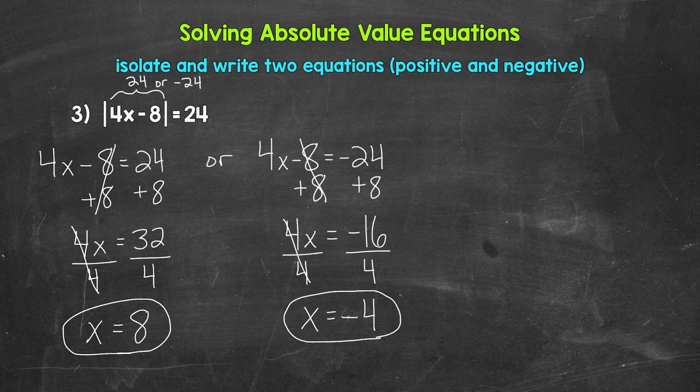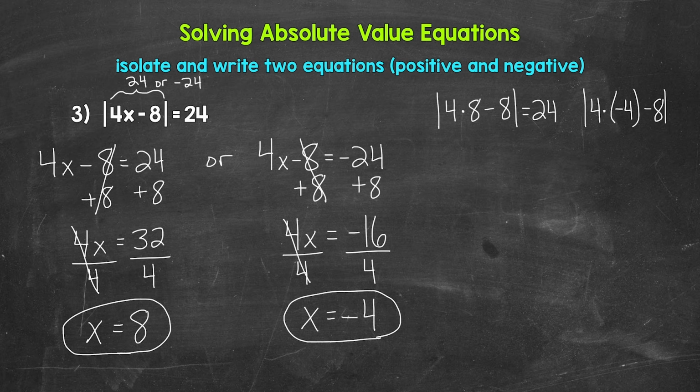Let's plug those in to see if we are correct. Let's check those. So we have the absolute value of 4 times 8 minus 8 equals 24. And then we also have the absolute value of 4 times -4 minus 8 equals 24. Let's start with the absolute value of 4 times 8 minus 8.